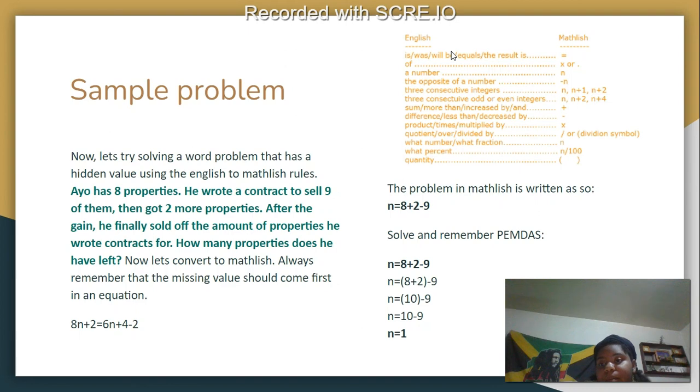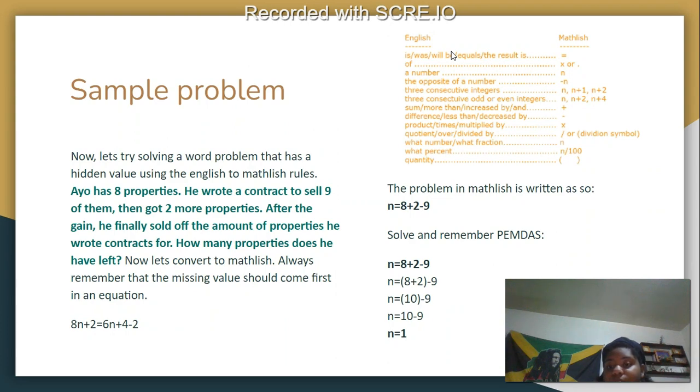Here's a sample problem. Now we're going to try solving a word problem that has a hidden value using the English to Mathlish rules. The chart is at the top. So Io has 8 properties. He wrote a contract to sell 9 of them, then got 2 more properties. When he wrote the contract, he didn't sell them yet. But after he gained those 2 properties, he finally sold off the amount of properties he wrote contracts for. How many properties does he have left?